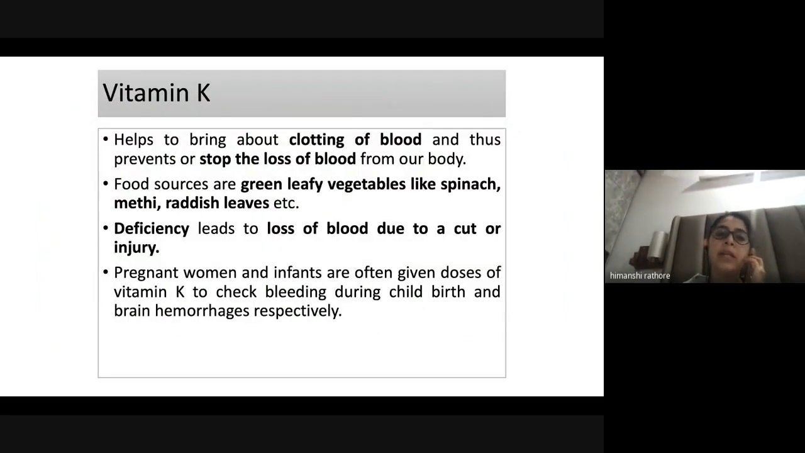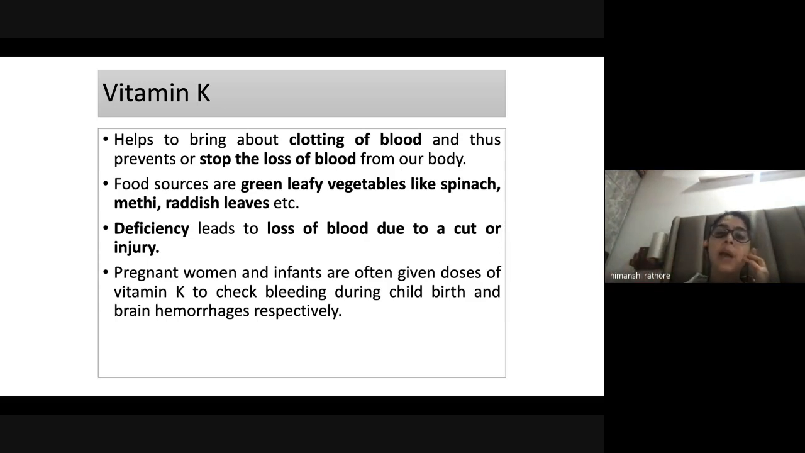Now we are finally coming to the last vitamin from the category of fat soluble vitamins, vitamin K. Why is it important? Because it helps to bring about the clotting of blood. You all must have seen that when you are injured, blood comes out of your body. After some time, the fibers of maroon color will start connecting, and they will form a clot. After a few minutes, it will start forming a clot on the wound.